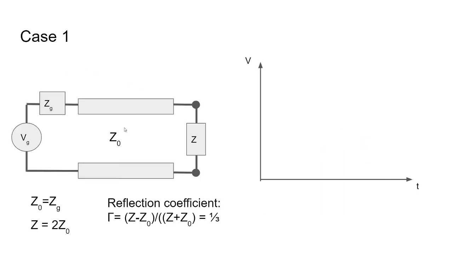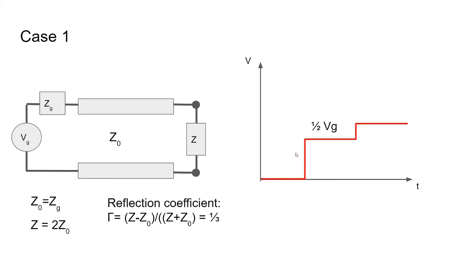So next is case one, where instead of having an open or short, we're going to be having a resistance of some sort. In this case, our resistance is going to be 2 times the value of Z0. And so we're going to use this reflection coefficient, which is basically going to be (Z minus Z0) over (Z plus Z0). This is the percentage of the wave that's coming in that gets reflected back. So in this case, it's 1/3.